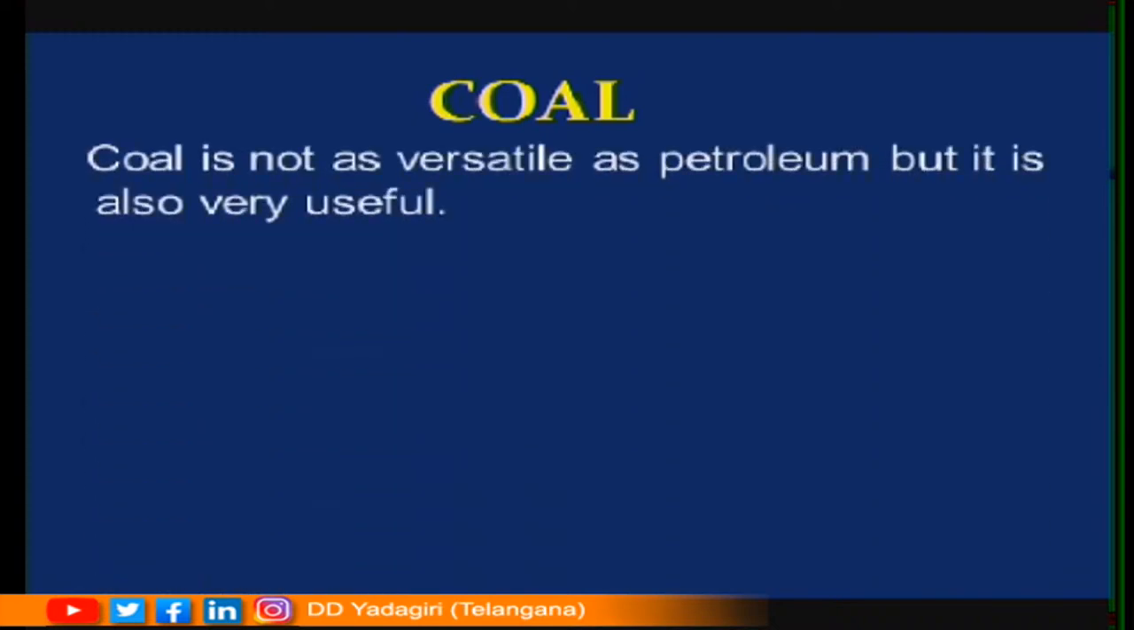Now, coal. Coal is not as versatile as petroleum, but it is very useful. Coal and petroleum are very versatile. Why are they very versatile? Because by using coal and petroleum, we can get many products. These are the basic units for many more materials we can synthesize in our laboratory as well as industry. Therefore, they are called versatile resources.